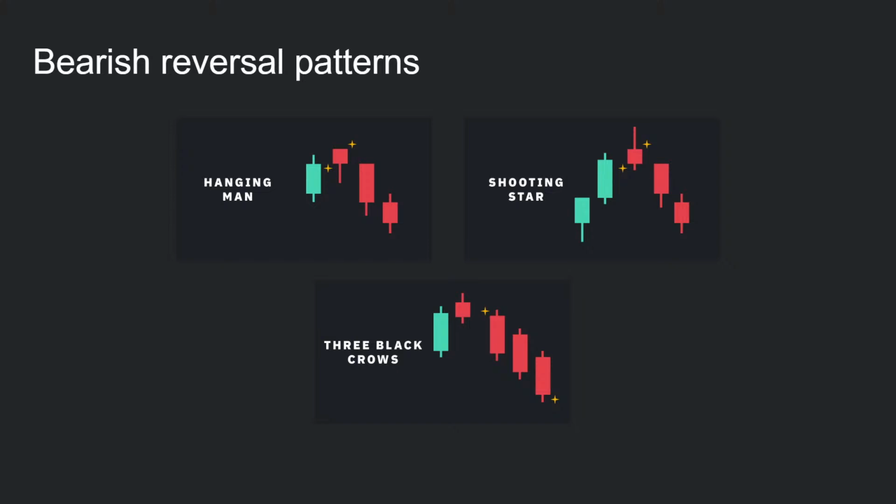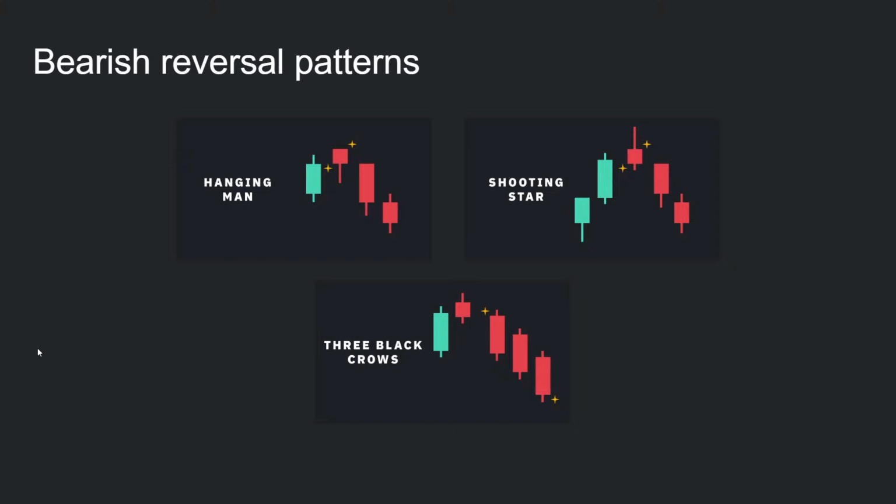And lastly, we have the three black crows, which is the bearish version of the three white soldiers. So the market is going up, finds a local top, and then reverses to the downside, forming these three big red candles. And again, for this pattern to be valid, we should have the opening of the second and third candles within the body of the previous ones, and then the closing price below it. And this is what gives us the downtrend, suggesting that the sellers are now in control of the market.